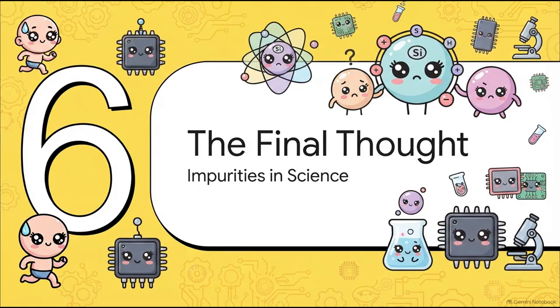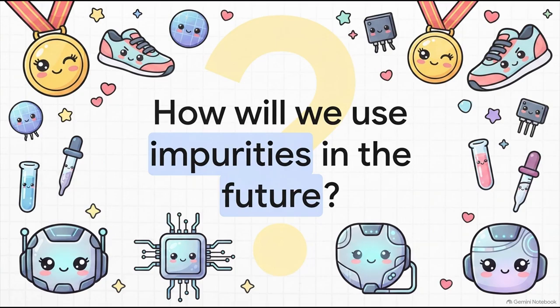Section 6. The final thought. Impurities in science. As we wrap up this explainer, let's take a moment to reflect on what we've unpacked today. We've taken a word usually reserved for scandal and viewed it entirely through the lens of pure science. The exact same scientific mechanism, introducing impurities to alter a natural baseline, fuels the darkest controversies in Olympic sports and serves as the brilliant foundation of all modern electronics. It's a powerful reminder of how neutral scientific concepts are ultimately shaped by human application.